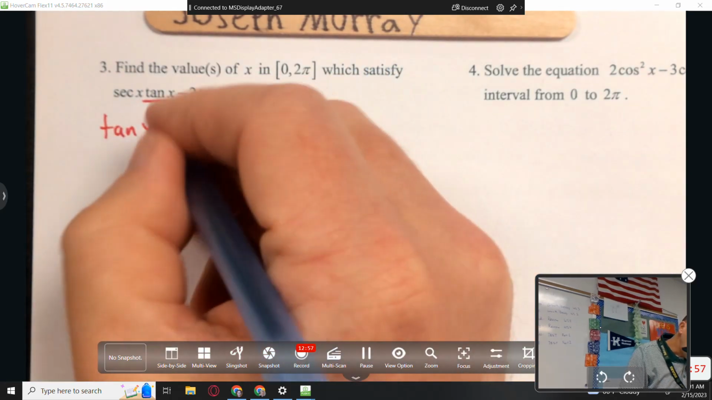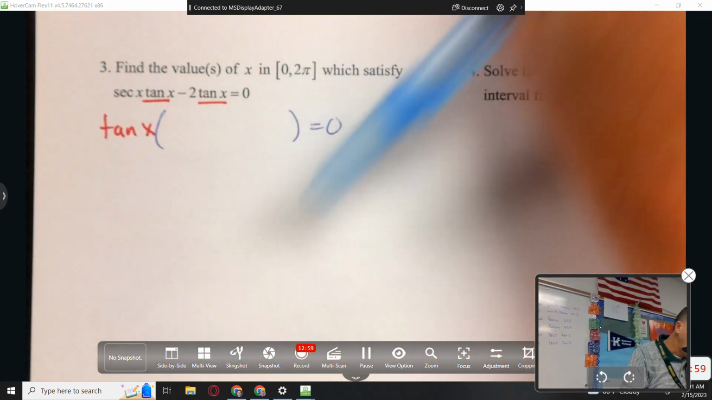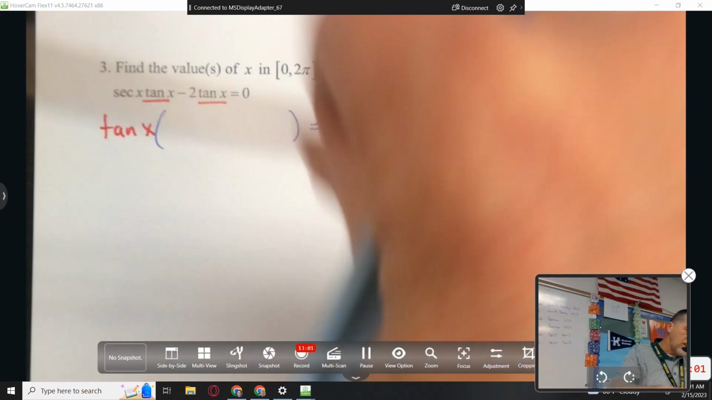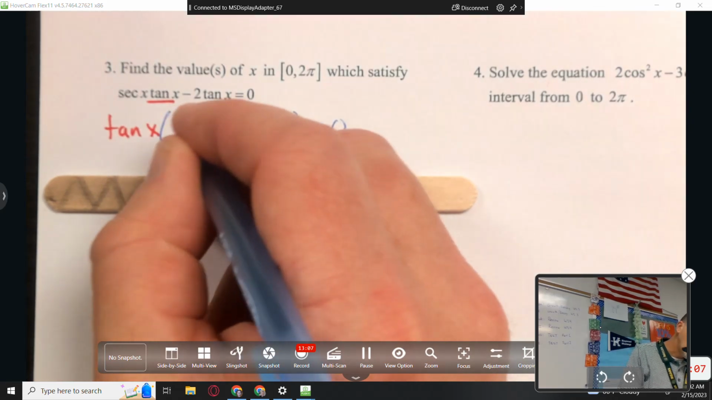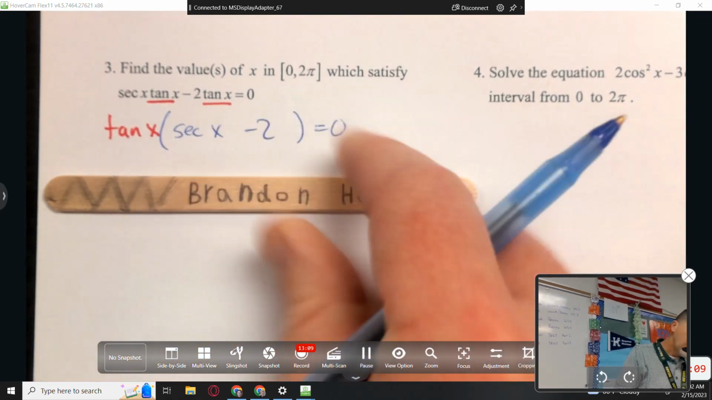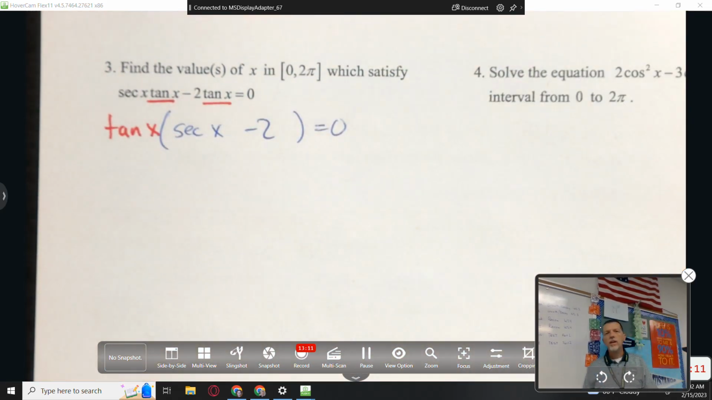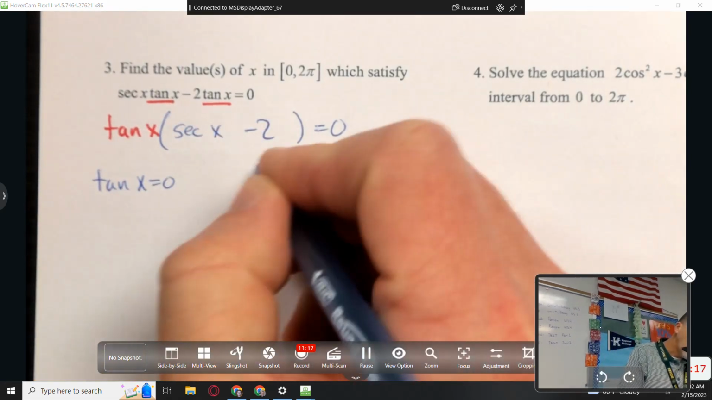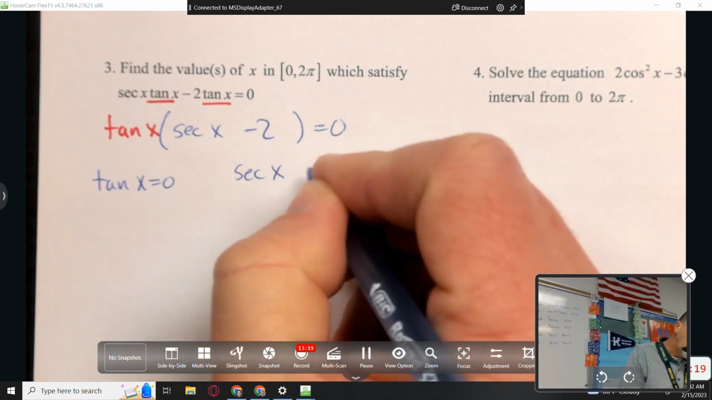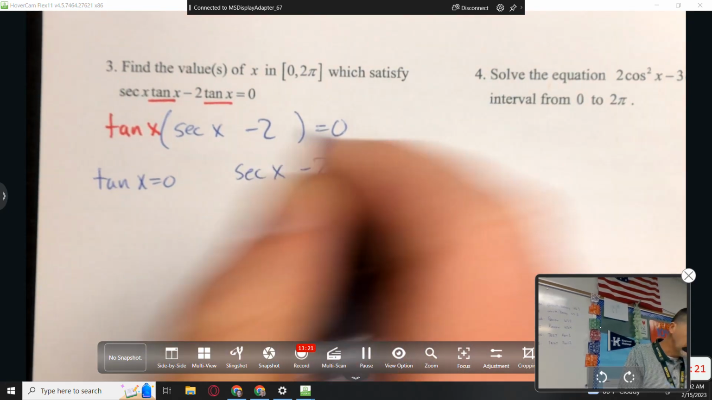So if I take the tangent out, Brandon, what's left in parentheses if I take the tangent out? Good, secant x minus 2. So then I set each of the pieces equal to 0. Tangent of x equals 0. Secant of x minus 2 equals 0.